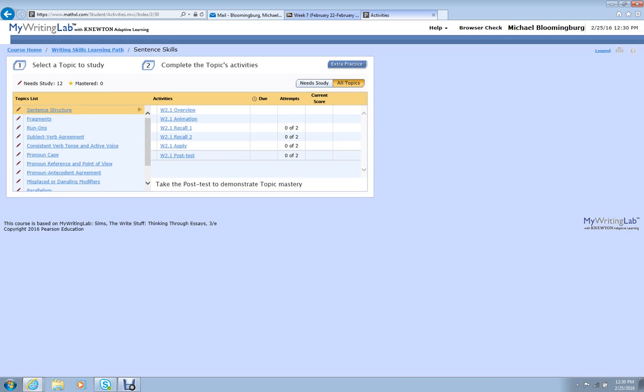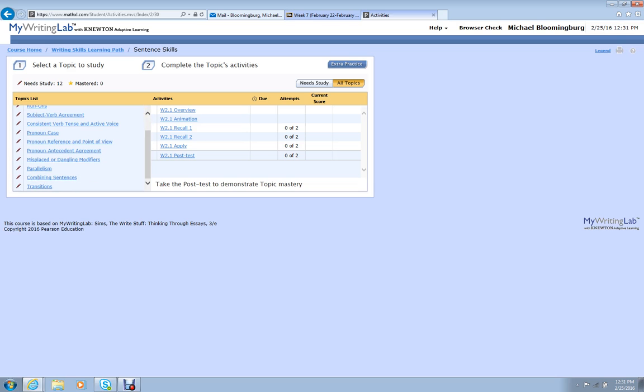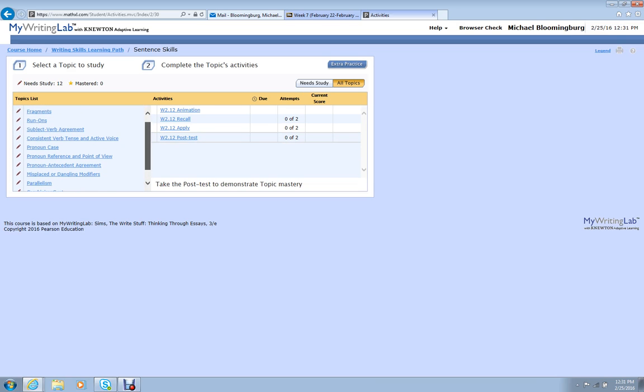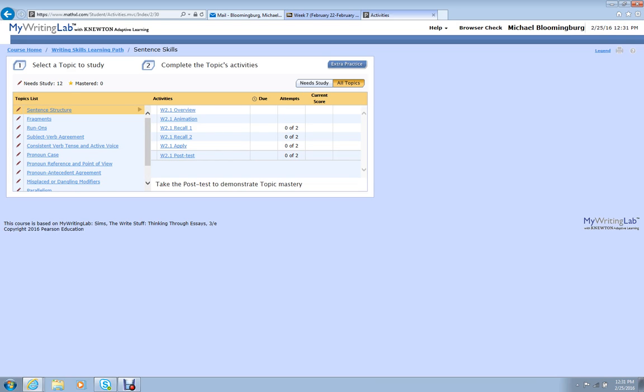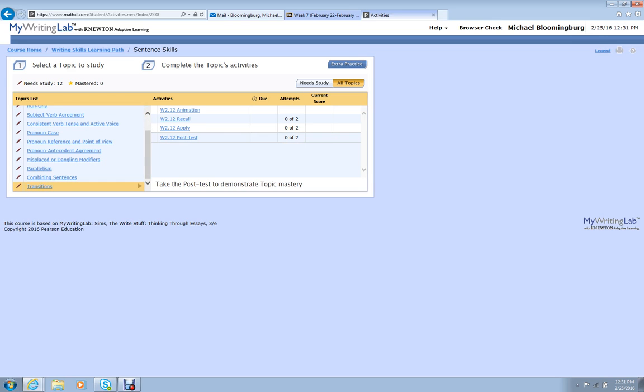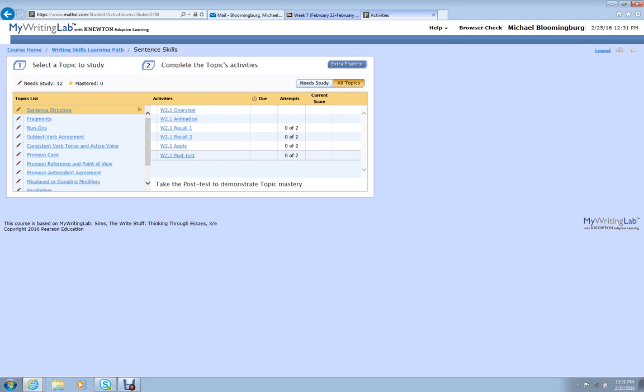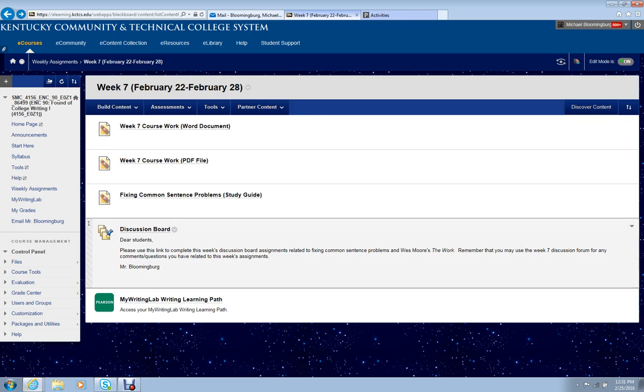But it just so happens to fit in quite well with what we're looking at in the Fixing Common Sentence Problems study guide, such things as structure, fragments, run-ons, and so on. You're working all the way down to transitions, so you're doing all 12 of those. But as always, if you have questions, just feel free to let me know, but you do have a couple of weeks to work on that. I believe that's it.